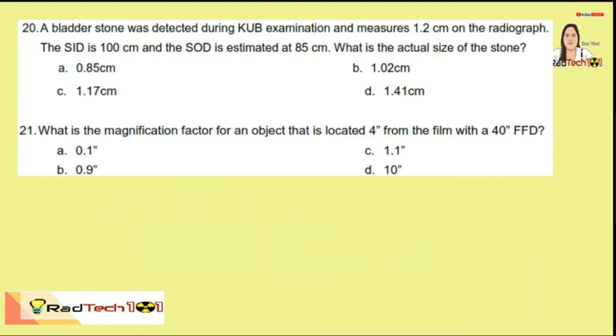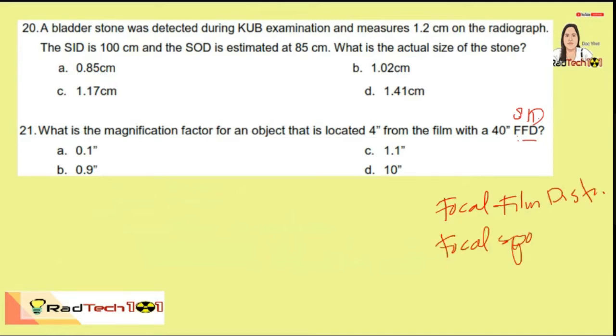So, is that right? What is the magnification factor for an object that is located 4 inches from the film with a 40 inches FFD? So, FFD is also our SID, the source to image receptor distance, or the focal film distance. Actually, this is focal spot to film distance. So, we are looking for the magnification factor.